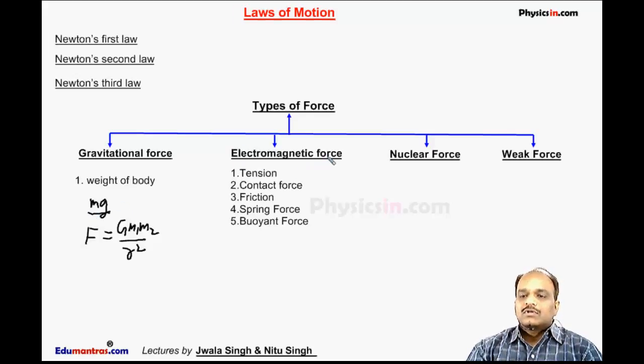The second force is electromagnetic force. An example of electromagnetic force is the tension in the string. The contact force, meaning the normal reaction or the force exerted by a person on the wall. The friction force is also electromagnetic force. It is also a contact force. Spring force is also electromagnetic force. The force exerted by a spring is electromagnetic in nature. The other forces are buoyant force, drag force, viscous force. All these forces are electromagnetic in nature.